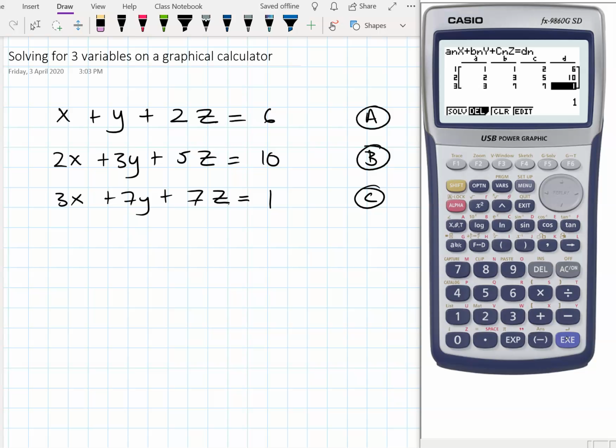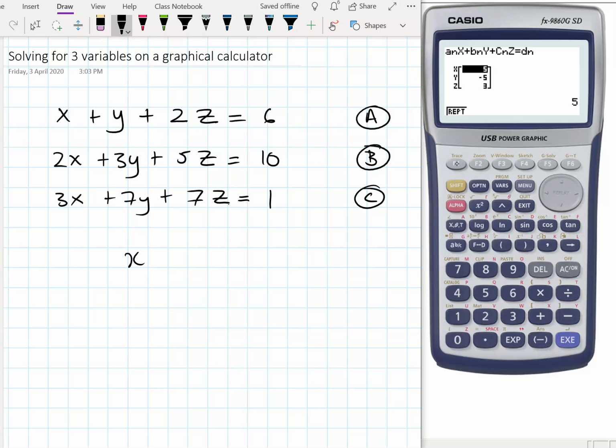All we have to do now is press the solve function, which is F1 over here. So I press F1, and straight away it gives me my solution. It says X is equal to 5, y is equal to -5, and z is equal to 3.